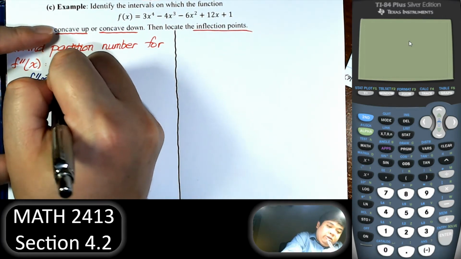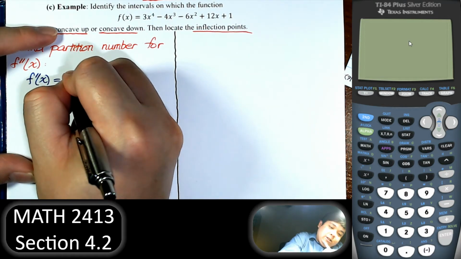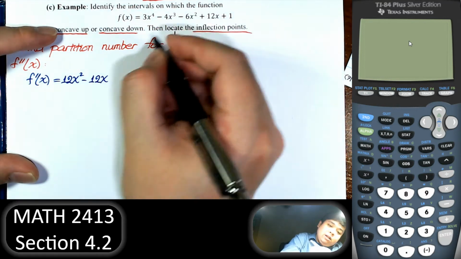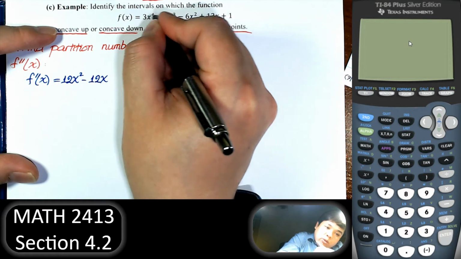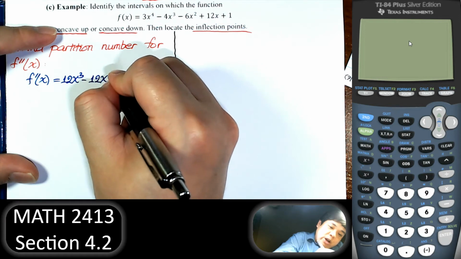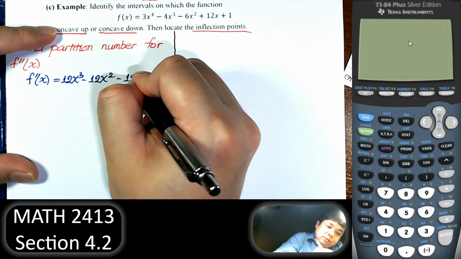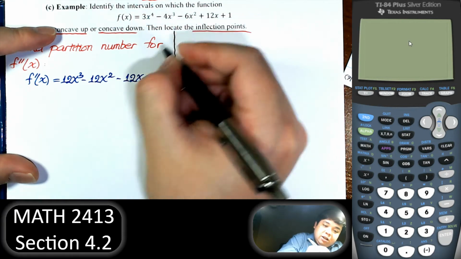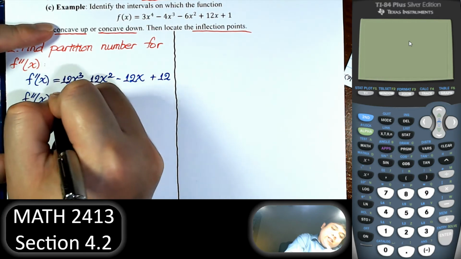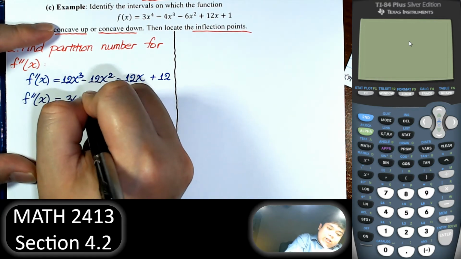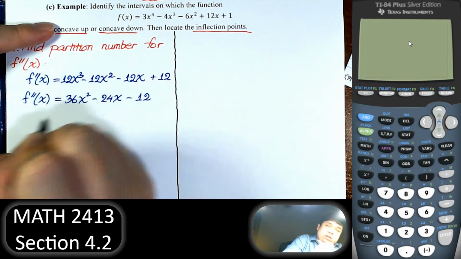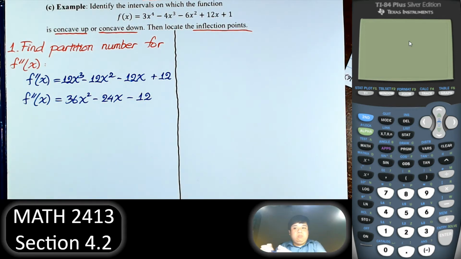First we find the derivative: 12x cubed minus 12x squared minus 12x plus 12. That is the derivative. The second derivative is 36x squared minus 24x minus 12. And we make this equal to 0.